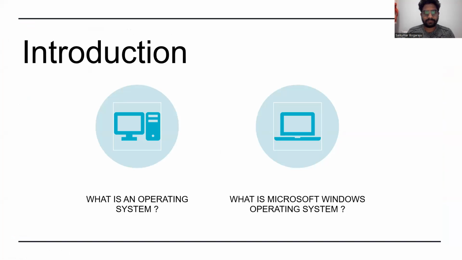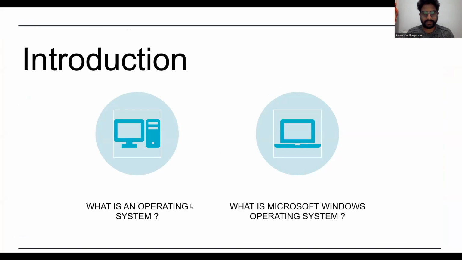So let's see the introduction. We have two things here. One is what is an operating system and the other is what is Microsoft Windows operating system. So what is an operating system? An operating system is software that is installed on computer hardware which enables the computer hardware to communicate and operate with the computer software. So it is mainly an intermediate layer between the hardware component and the computer.